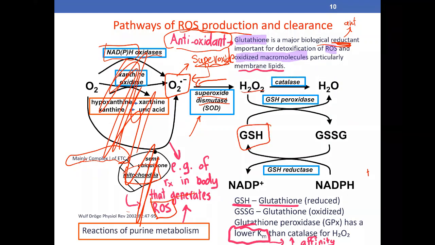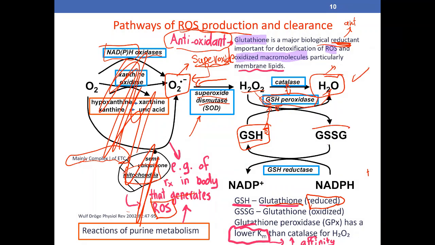GSH over here stands for glutathione, in reduced form. What do we remember about reduced? Reduced means it has an electron, so it's carrying an electron. This electron gets donated into hydrogen peroxide. Once this electron is donated to hydrogen peroxide, through the help of GSH peroxidase, so these two enzymes work together, it converts hydrogen peroxide into water. Water is not toxic, it's not a free radical, it's good.